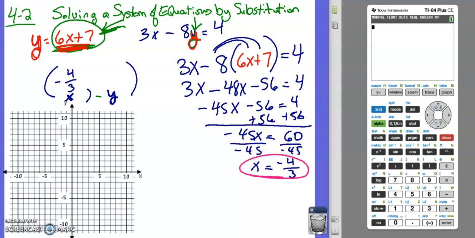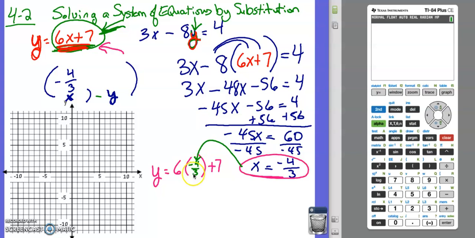Now, typically, this one's going to be a lot easier because we're solving for y. So 6 times the x plus 7. We're just going to substitute this x right there. We're going to substitute that in.